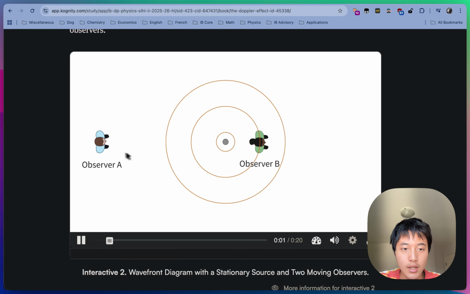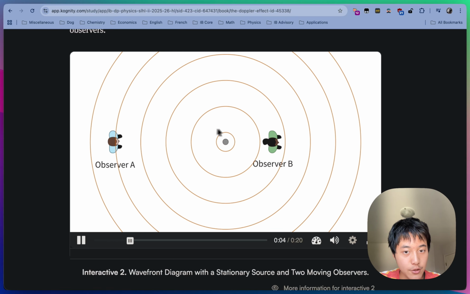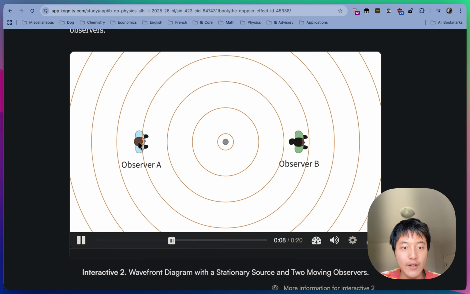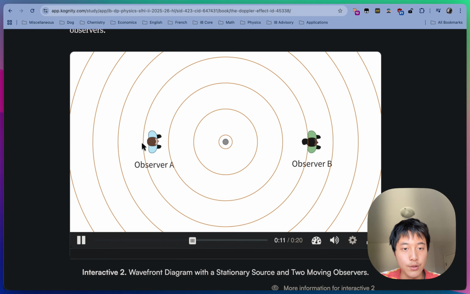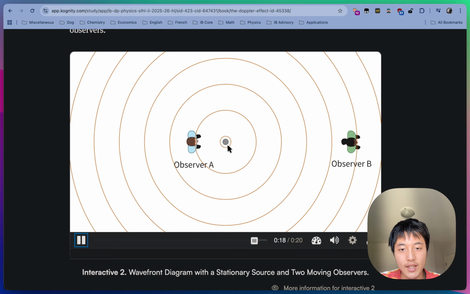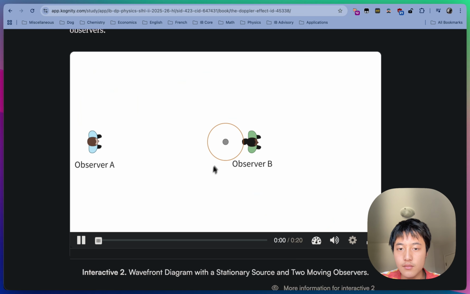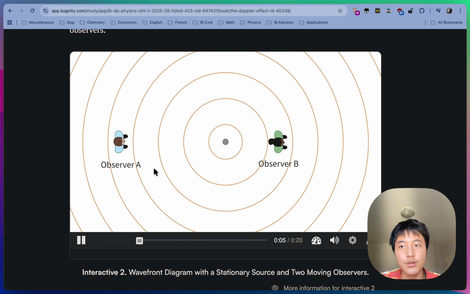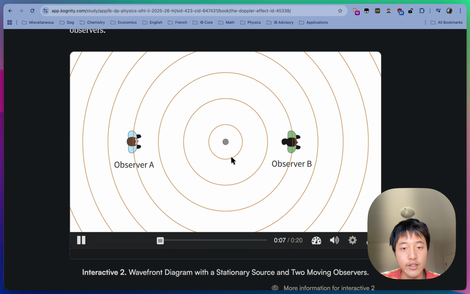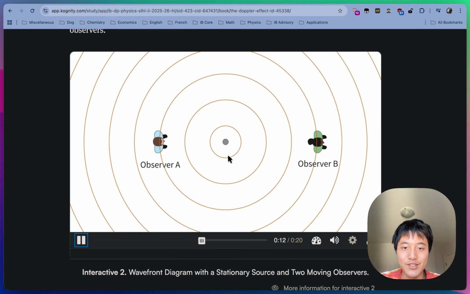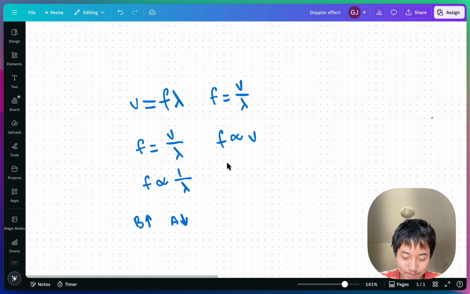Because observer A is moving towards the source, they're experiencing faster waves. Faster waves means higher frequency, and higher frequency means higher pitch. So once again, even though it's the same sound source, because they are moving either to or away from the sound source, they are experiencing different sounds. And once again, I find this very interesting. You guys should too.